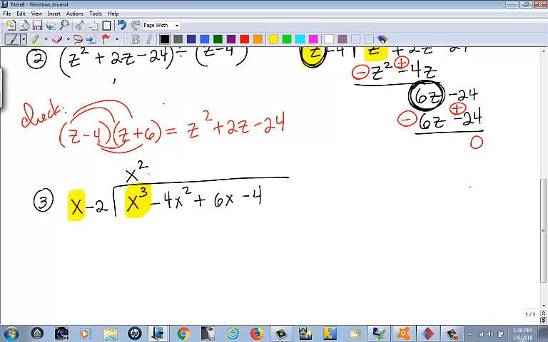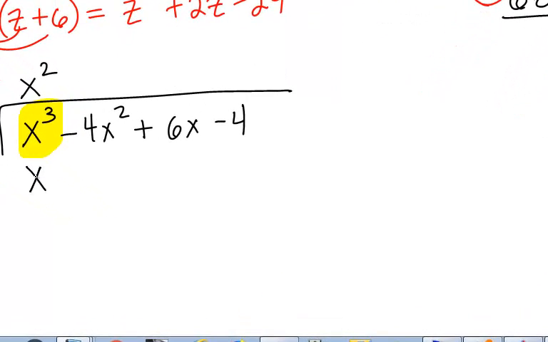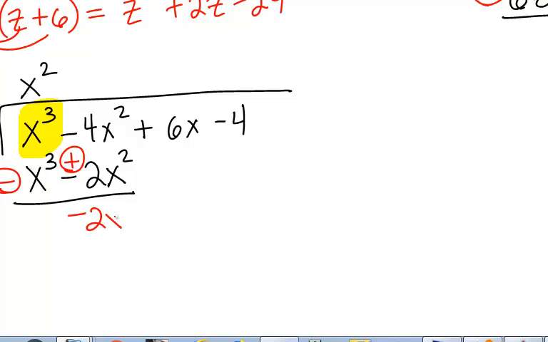Look up here for a minute. So you're going to multiply x to the second times x would be x cubed. Take x to the second times a negative 2 would be a minus 2x to the second. Okay, now here's where you use your colored pencil. Change the signs on the bottom row. So the x cubes drop out, and we got a negative 2x squared, right? Bring down the next term.